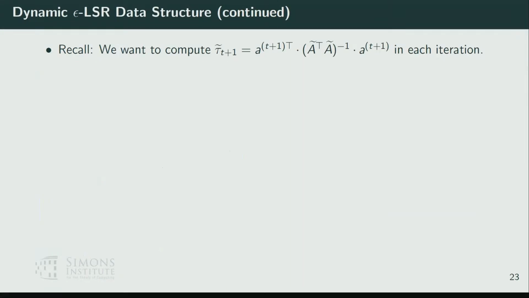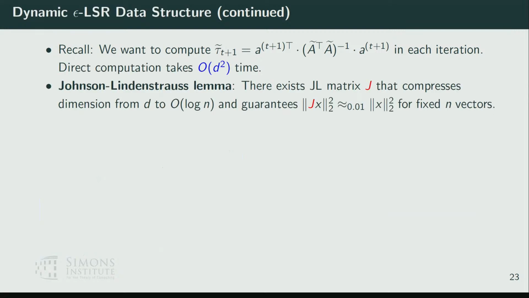And now second is how to compute this leverage score efficiently. So this will use a JL trick that was first observed in the paper by Spielman and Srivastava for graph settings, but it will also work for general matrices. So the JL lemma says that there exists some JL matrix J that compresses from dimension D to log n, so it's a very small compression, such that it can preserve the L2 norms of fixed n vectors x.